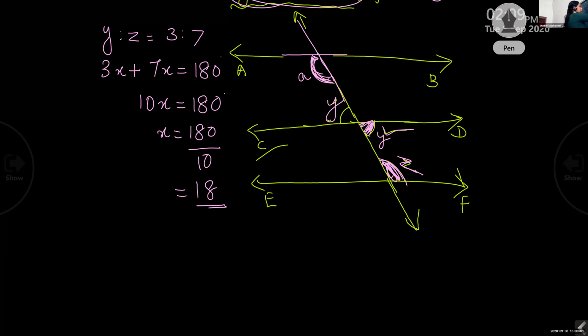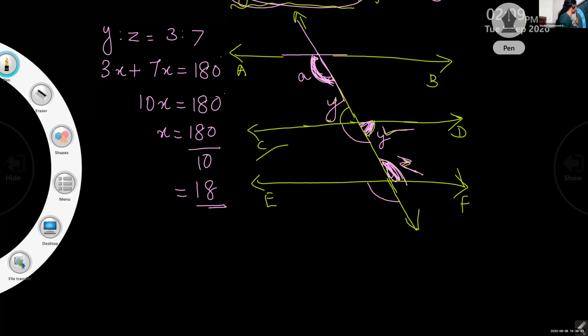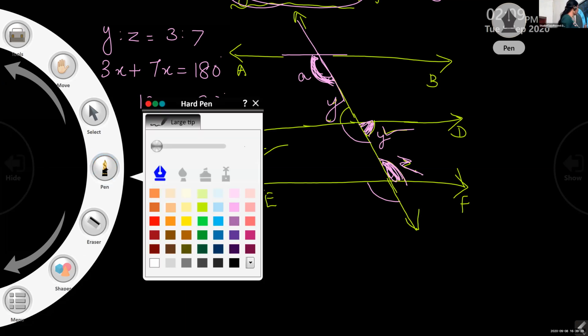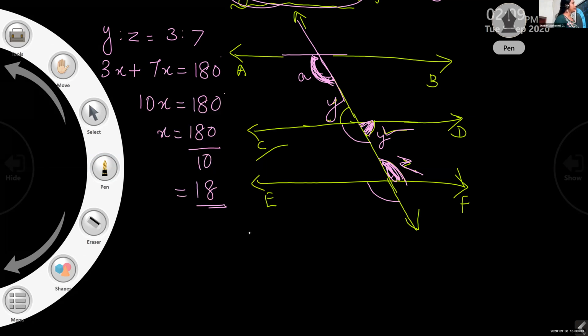Listen, children. This angle and this angle are the same, because these are corresponding angles. Like that you can do. Now what you are thinking is correct. See, children, did you understand anything? Hello? Yes, ma'am.